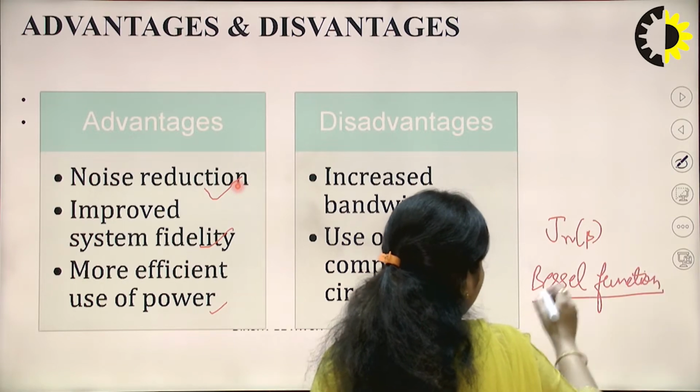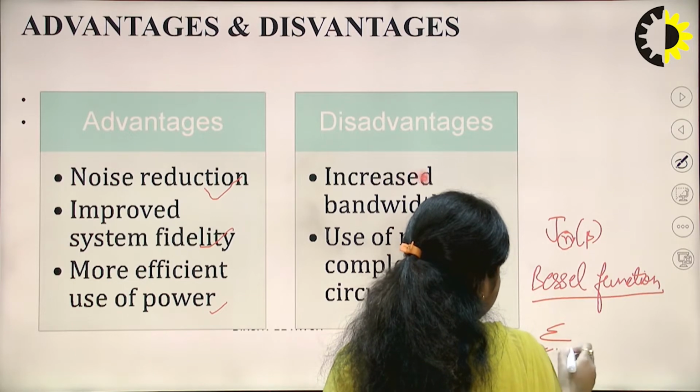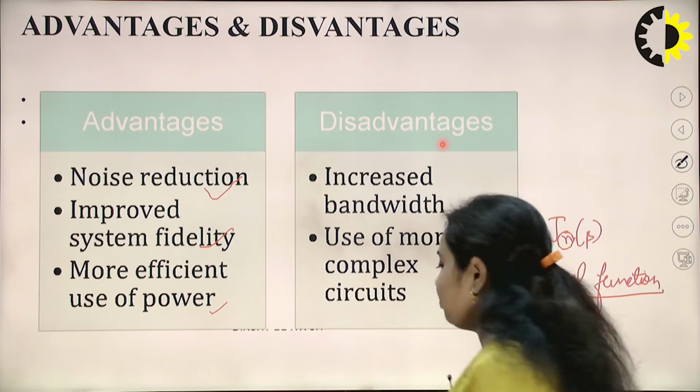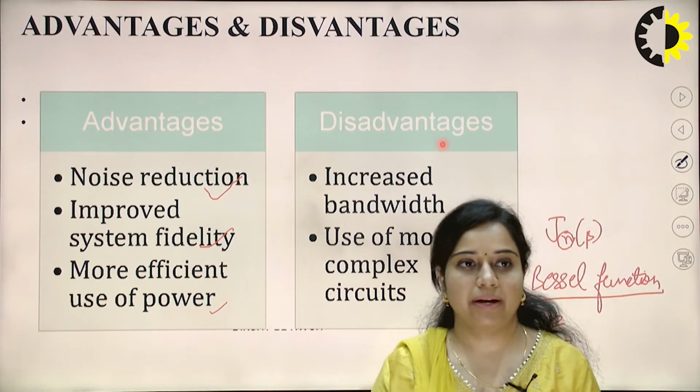Depending on the value of n, if n varies from minus infinity to infinity, or you can say 0 to infinity, it means there are an infinite number of sidebands in case of wideband FM.